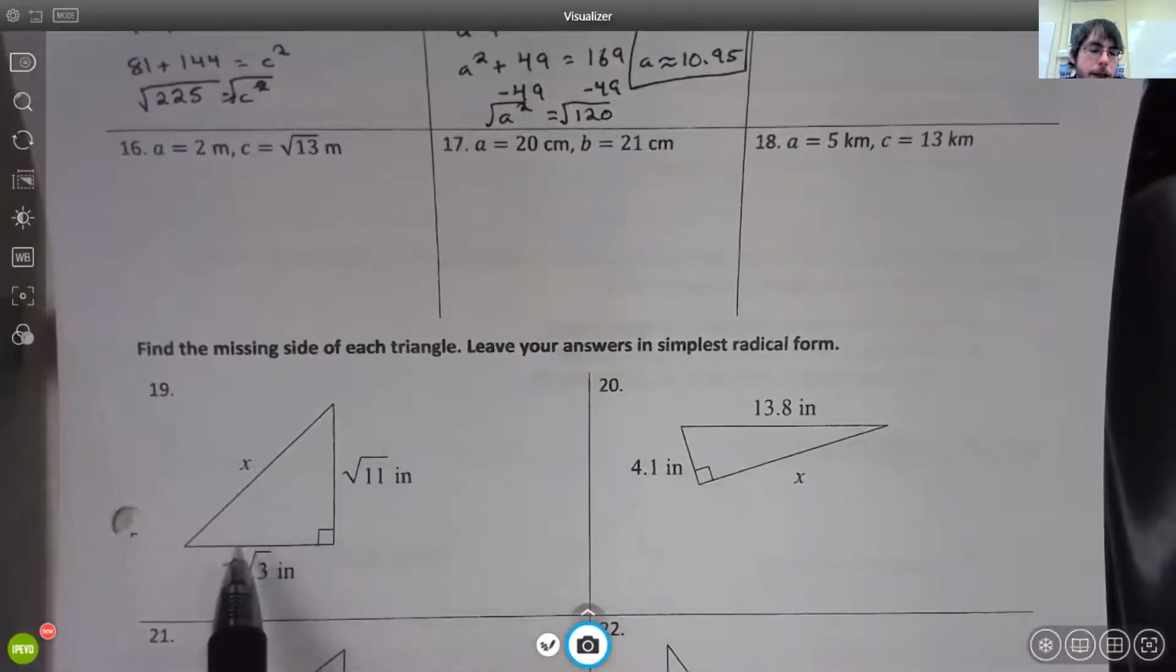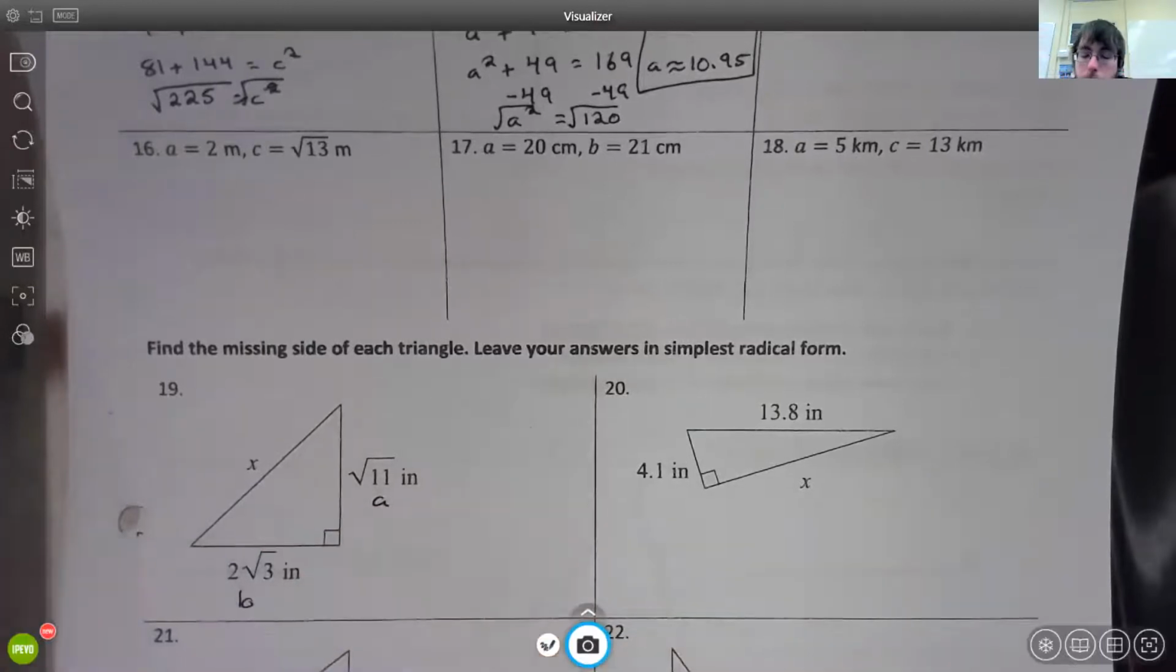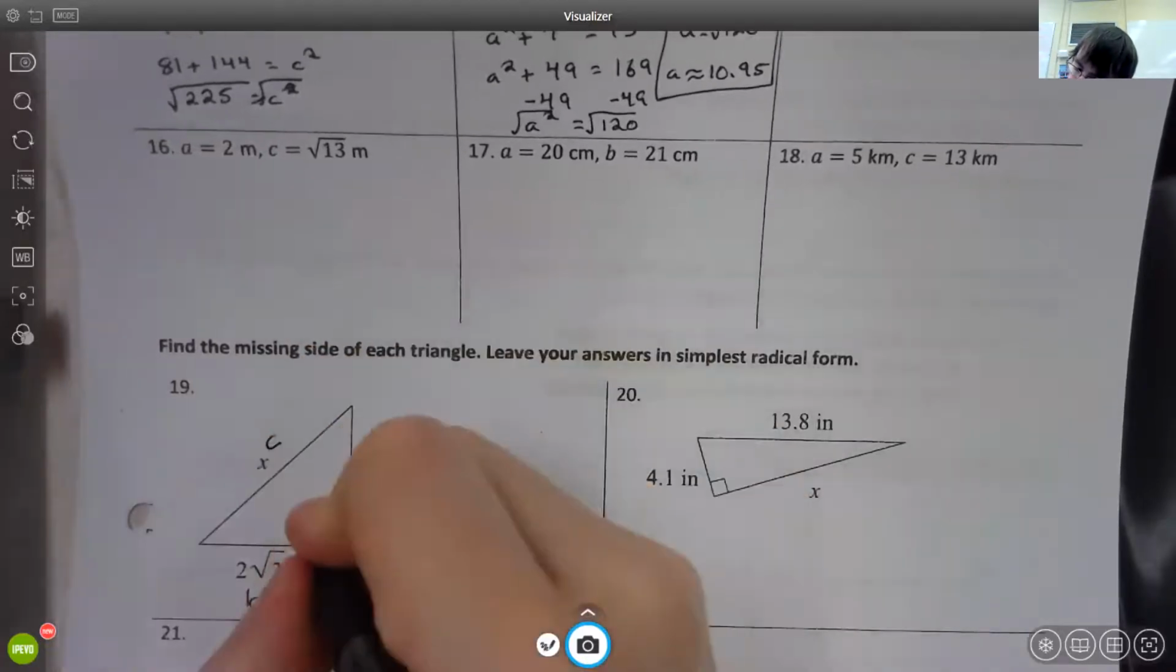Well, if you look here, we see that this side is labeled 2 root 3, and this side is labeled root 11. And those two sides both touch the right angle. So these would be your A and B values. So A is root 11, B is 2 root 3. And X would be our hypotenuse value of C.